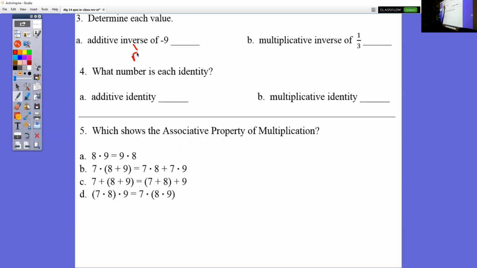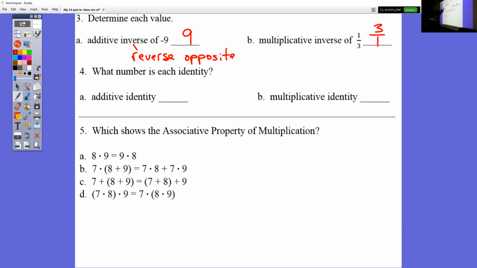Remember that inverse is like reverse, which is like the opposite. So we want the opposite of -9. The opposite of -9 is +9. So that is the additive inverse of -9. The opposite of 1/3 is 3/1, or just 3. All right. So we're flipping it. We're doing the reciprocal of 1/3, which is 3/1.